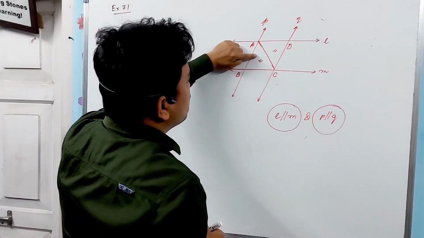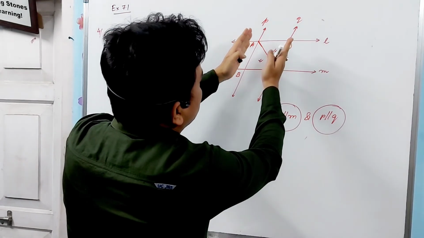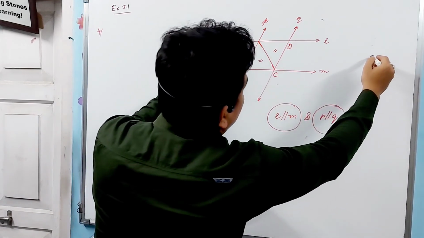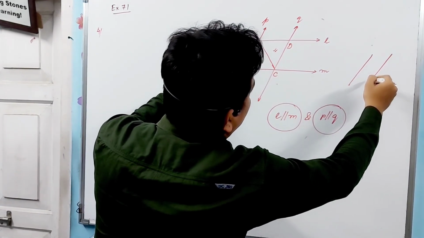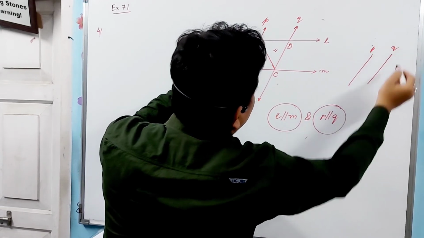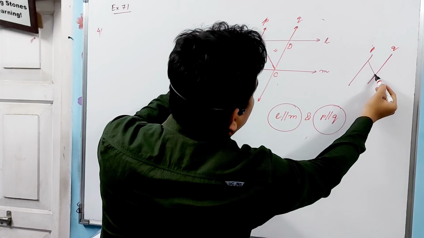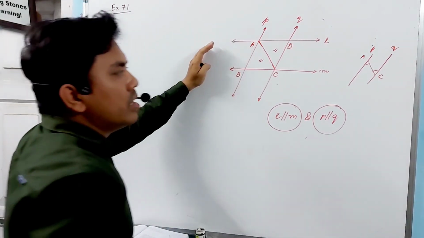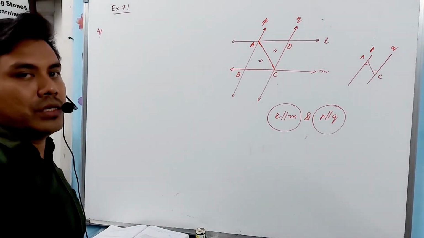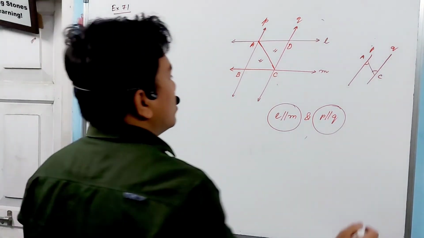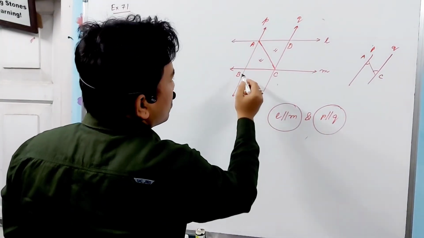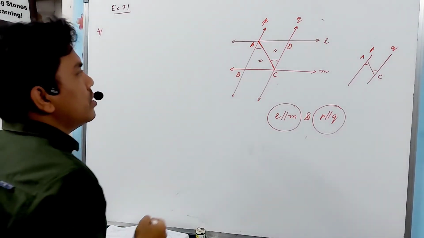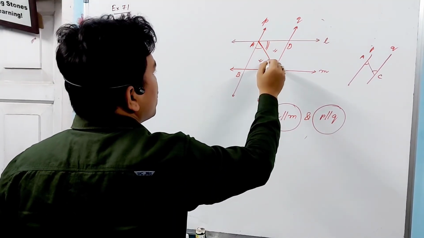In this case, it is given that P is parallel to Q, and AC is the transversal. If P is parallel to Q, and AC is like this, then these two will be equal because they are alternate angles, isn't it? Similarly, this angle is equal to this angle. Let me show you this one first. Similarly, can we say that these two are equal?